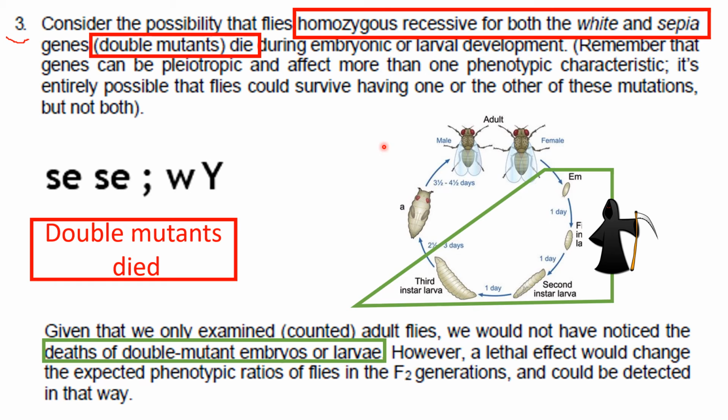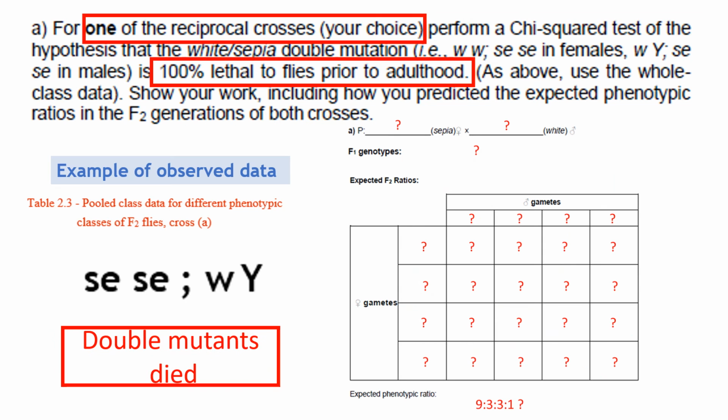How do you have to modify your chi-square tables if you want to test that hypothesis? So let me again show you an example of how you are supposed to do it, and then you can do it with your data. To test this hypothesis, in section 3a, they said for one of the reciprocal crosses, the one that you choose, it is your choice, you need to check this hypothesis when you have 100% lethal flies prior to adulthood.